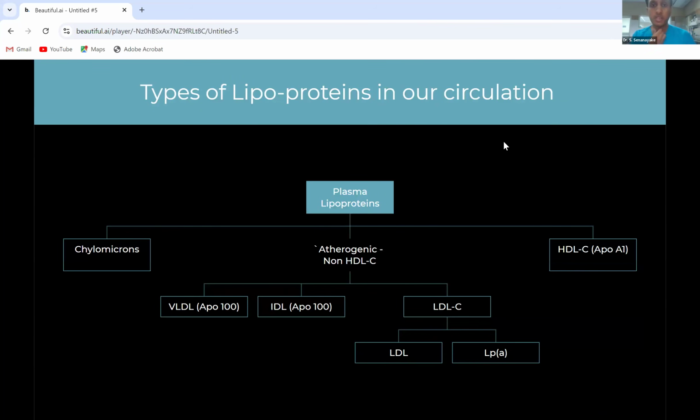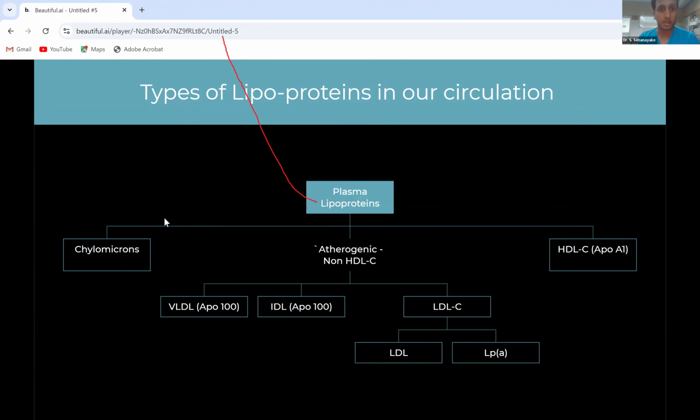Types of lipoproteins in our circulation. Lipoproteins, like I said, are divided into chylomicrons, HDL, and atherogenic non-HDL cholesterol. Atherogenic non-HDL cholesterol includes VLDL, IDL, and LDL. LDL-C also has two components: the LDL that we most commonly talk about, and lipoprotein little a. That is another particle which is now coming up in the evidence as playing a big role in the development of atherosclerotic cardiovascular disease.